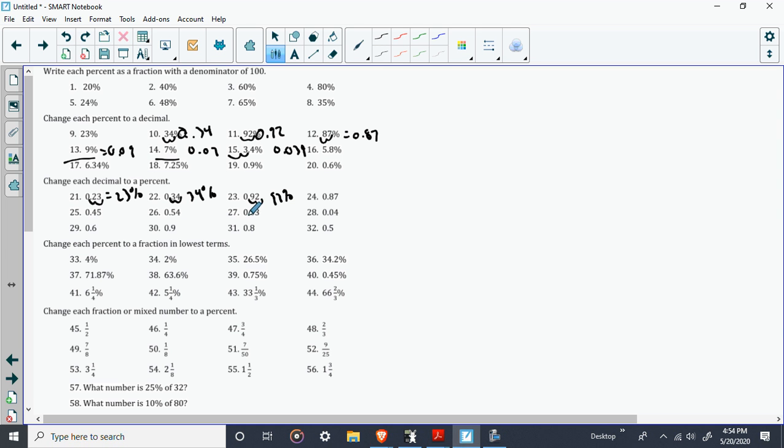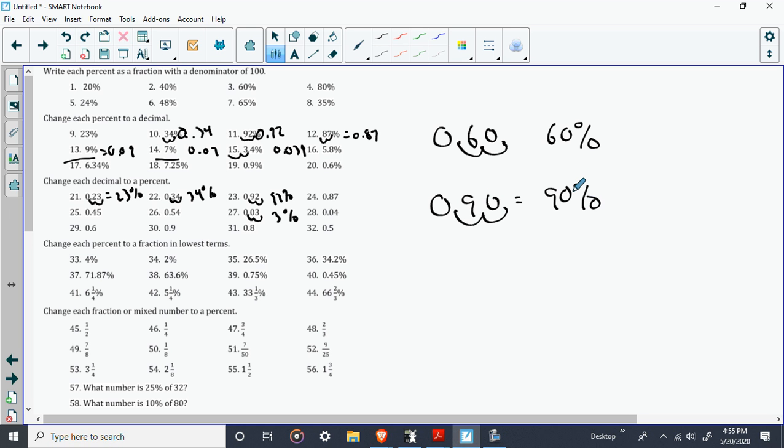When you have something like this. 1, 2 spots, 3%, right? Here, right? 0.6. 1 spot, 2 spots. So what is that? That's actually 60%, right? 0.9. Again, 1 spot, 2 spots, that becomes 90%. Okay?